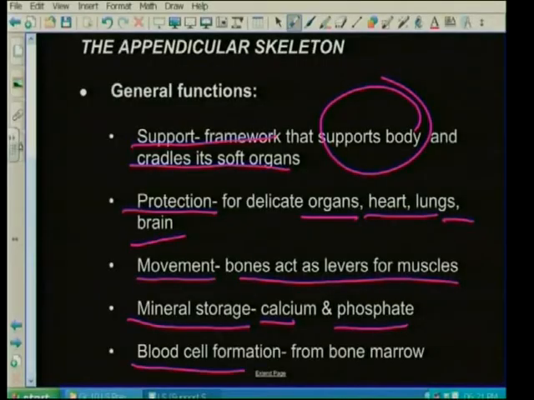Lastly, it is also involved in blood cell formation. The yellow bone marrow inside the bone produces blood cells, and that's an important function of the bones. If the bones do not produce the blood, we will not be able to replenish our blood supply in our body.